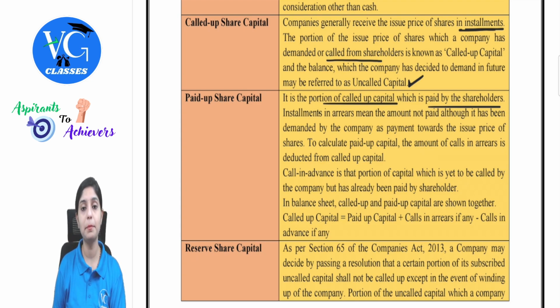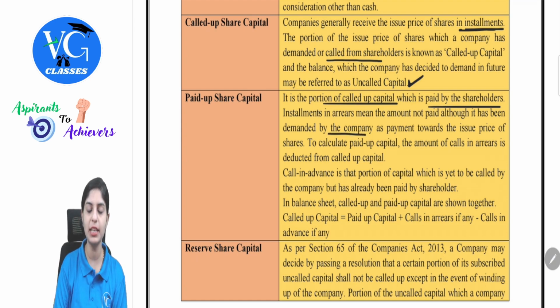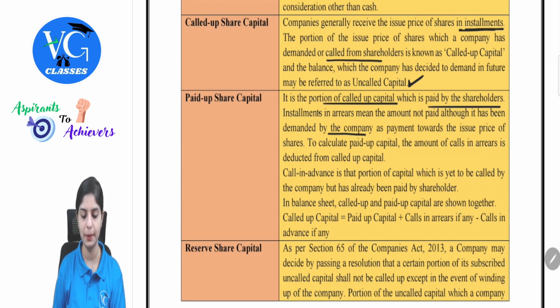Installments in arrears means the amount not paid although it has been demanded by the company as payment towards the issue price of the share. What this means is when the company makes a call to receive the next installment, it depends purely on the shareholder. From the company's point of view, if they have to record the total requirement of capital, the company will show it at the called up value and the balance which is not paid will be shown as an arrear, which is receivable in nature.